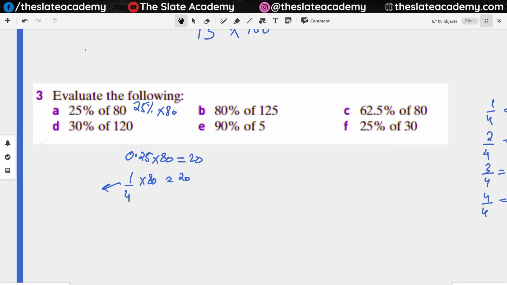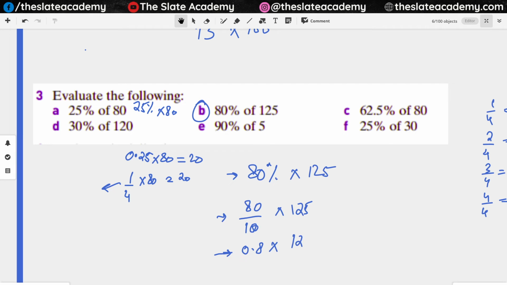First of all, I'm doing part B. You write 80 and then the percentage sign. How do you get the percentage sign? Shift, open bracket, that gives you percentage, then multiply by 125. That is the first way. The other way is 80 out of 100 times 125. The third way is 0.8 times 125.